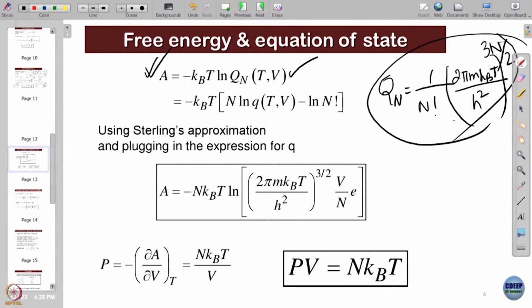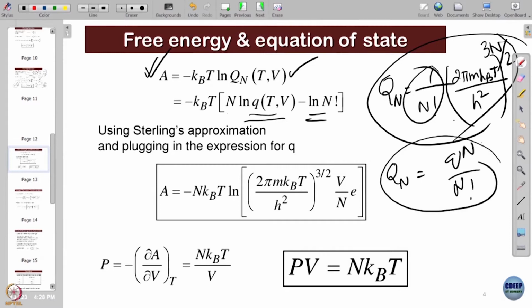So then we get minus ln N factorial, and this becomes N ln q, since this is q to the power N. This is trivial, right? That means Q_N equals q to the power N by N factorial. That is used here. Now we put the value of q there, which we derived before. So we get ln N factorial, and Stirling's approximation is made: ln N factorial equals N ln N minus N.